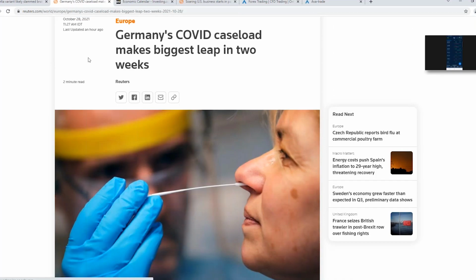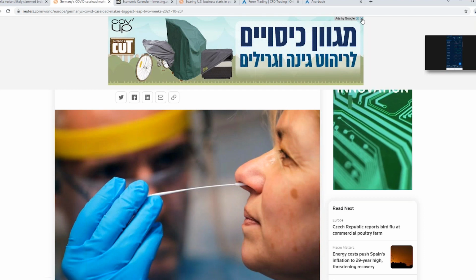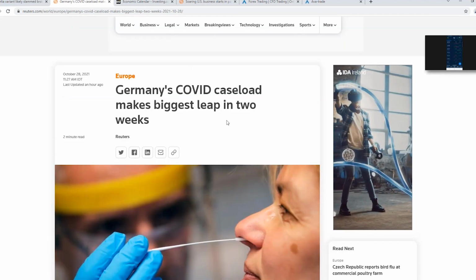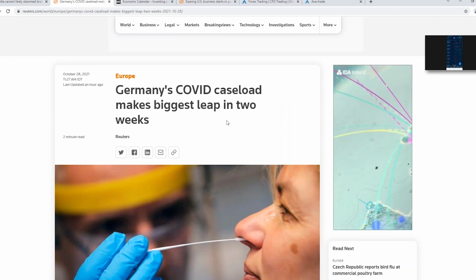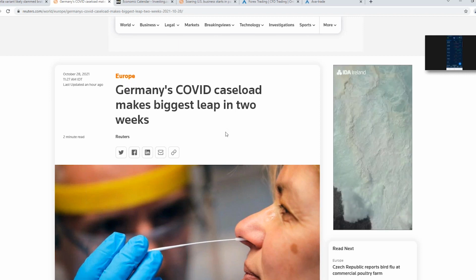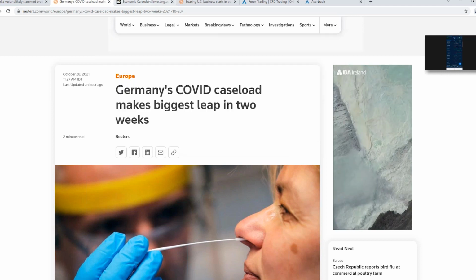And then we see a headline out of Germany telling us that Germany's COVID caseload makes biggest leap in 2 weeks. So along the same line here, not the happiest headline economically out of the US and out of the European Union, now out of Germany.